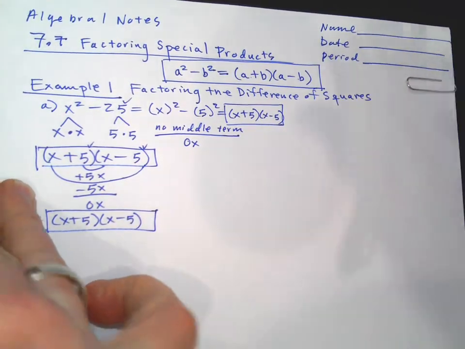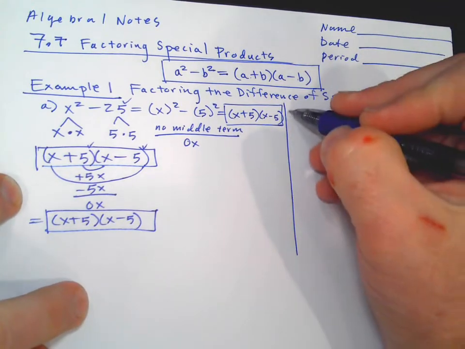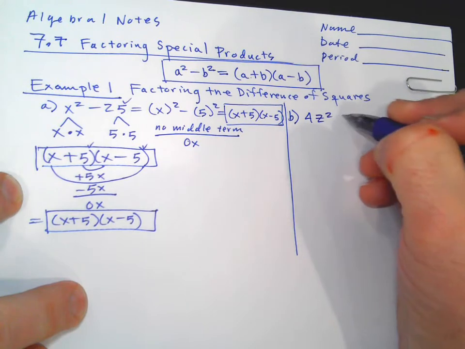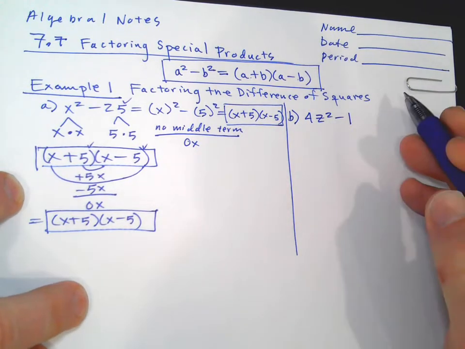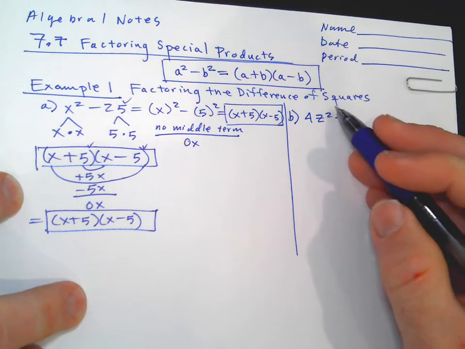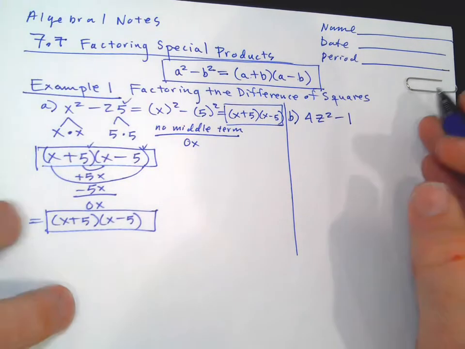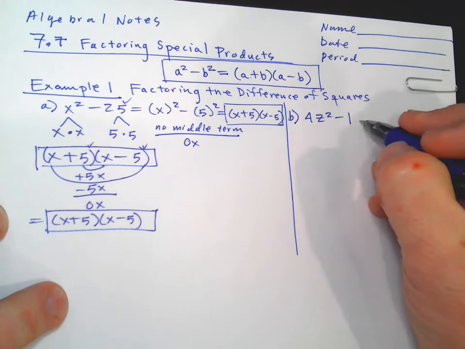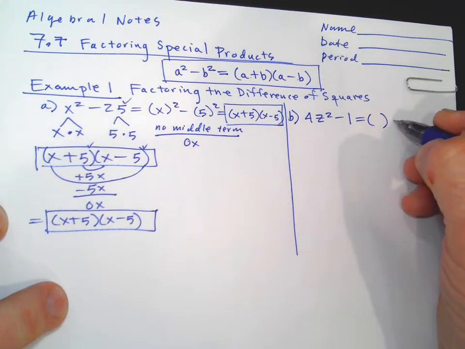Let's do another example like that. So B, this one's going to be 4z squared minus 1. Now, when you see this, you're like, hey, that's kind of weird. Looks like a trinomial with quadratic, power 2, but there's no middle term. That should make you think maybe it's this. So you could say, okay, well, I'm going to make it look like that.